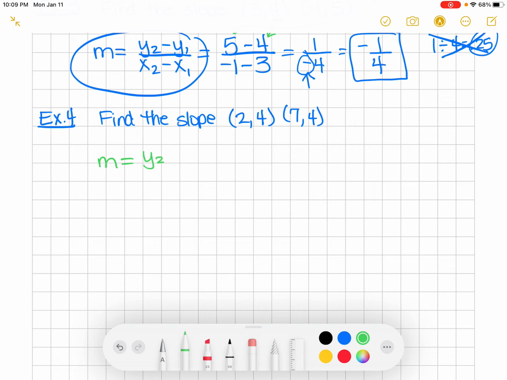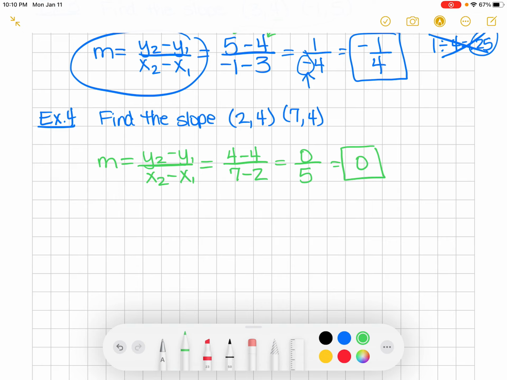Okay, so hopefully you used the same formula. I'm just rewriting it. You don't have to rewrite it every time. Just write it with your numbers in it. So I have 4 minus 4 divided by 7 minus 2. So 4 minus 4 is 0, and 7 minus 2 is 5. And when I divide 0 by 5, I get 0. So my slope on this one is 0.